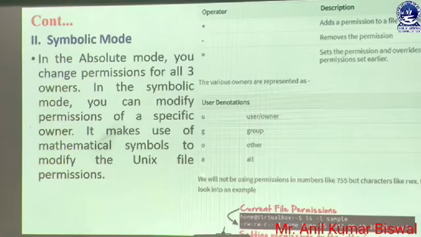So we will not be using permissions in numbers like 755 but characters like RWX. That means if a user wants to put any type of permissions, we never put them as numbers, we always need to put them as characters, R, W, or X. That means R stands for the read mode, W stands for the write mode, and X stands for execute mode. So it is a general way through which you can get different types of permission access for different types of users in our Unix system.